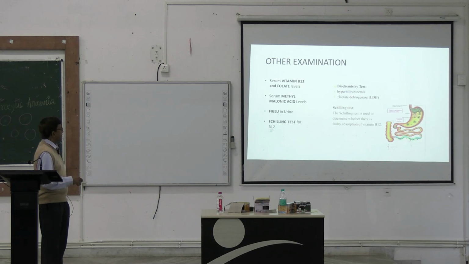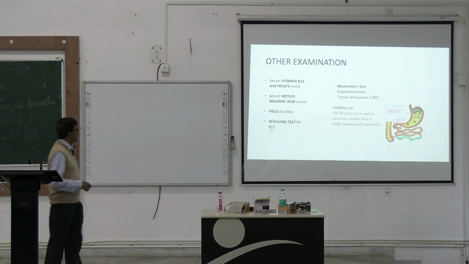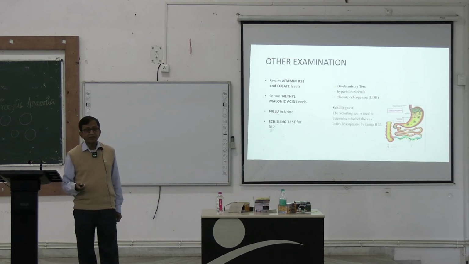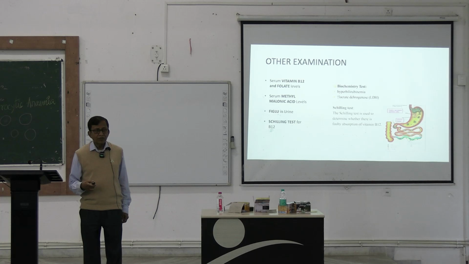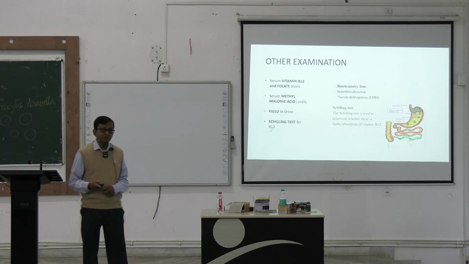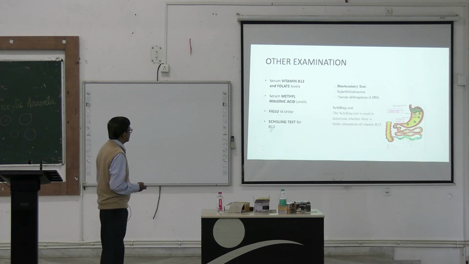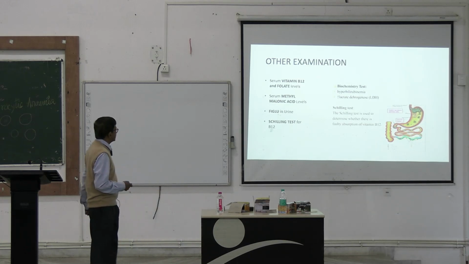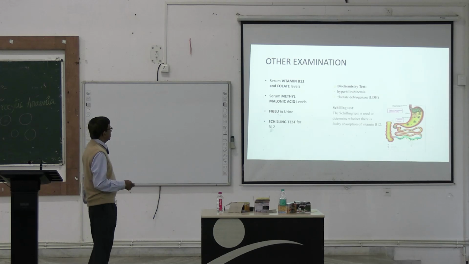We will measure methylmalonic acid. We will measure FIGLU. We will do the Schilling test. Schilling test, tora porchis in physiology, is nothing but a test of B12 to identify whether the B12 deficiency is from nutritional deficiency or from faulty absorption. That is the Schilling test. So this is all about it.